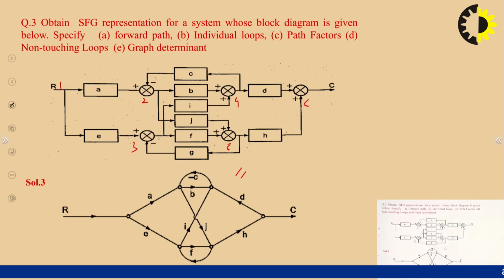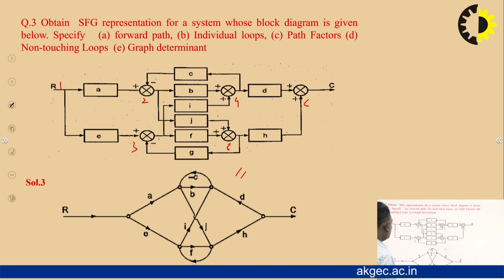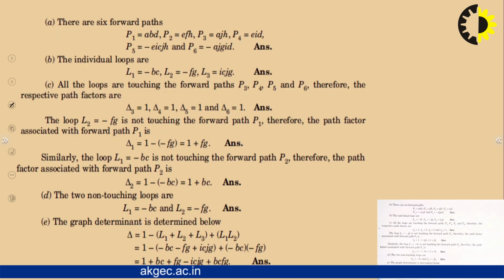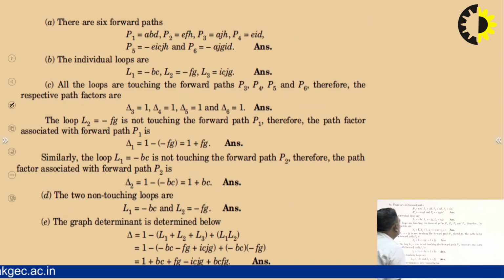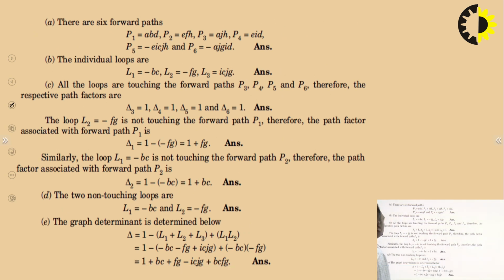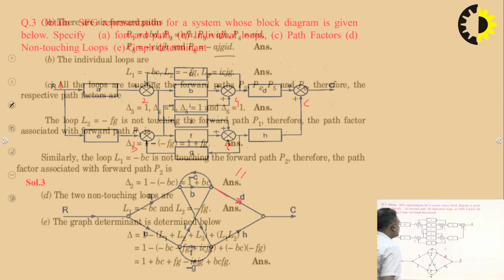So you can say there are 6 forward paths. One is ABD, another one is EFH. The direction is this. Okay, ABD, EFH, and AJH, similarly EID, and then minus EI minus CJH, and similarly minus AJGID. So these are the 6 forward paths.